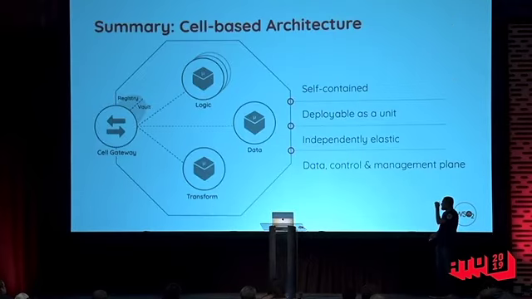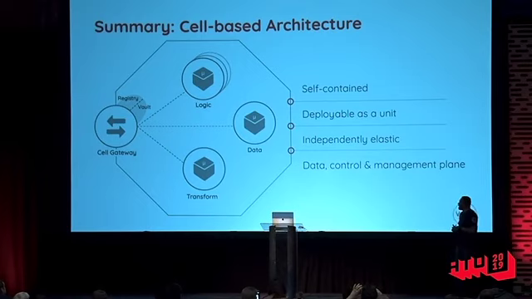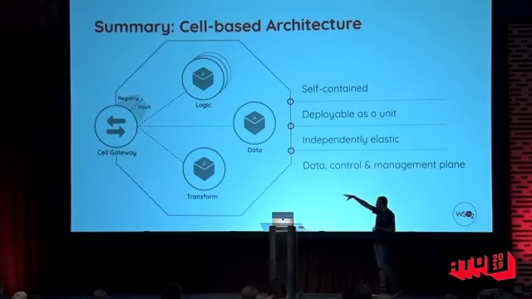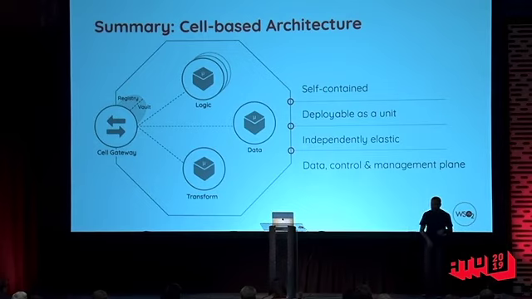Then in summary, it's a self-contained architecture block, and you can deploy it as a unit, and you can scale it independently. You can scale things at the component level, and you can scale them as cells, and so on and so forth. And it has data, control, and management planes. So that is a summary of a cell.